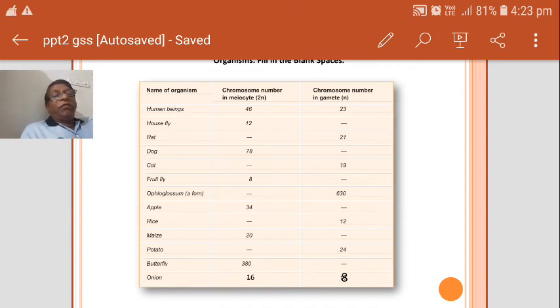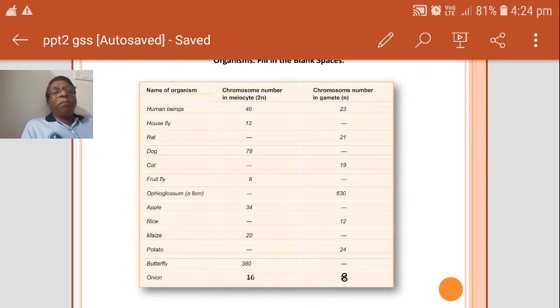Okay. You must practice, or even learn this table by heart. So, one important thing is you remember either haploid or diploid number. Don't remember both, otherwise it may lead to confusion. Okay, so we have seen some animals and plants chromosome numbers.